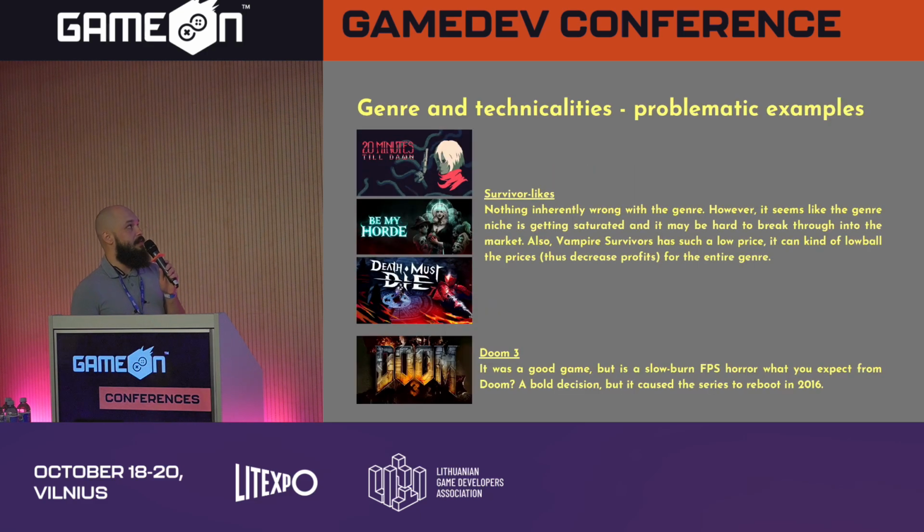Here are some problematic examples. I've bunched up 20 Minutes Till Dawn, Bee My Horde, and Death Must Die as survivor-likes, and there is nothing inherently wrong with this particular genre. However, this is a niche that gets saturated really, really quickly, and it has plenty of good quality games already. So I would say that trying to make a survivor-likes game would probably take at least 8 months to a year, and the market is getting saturated more and more each day.